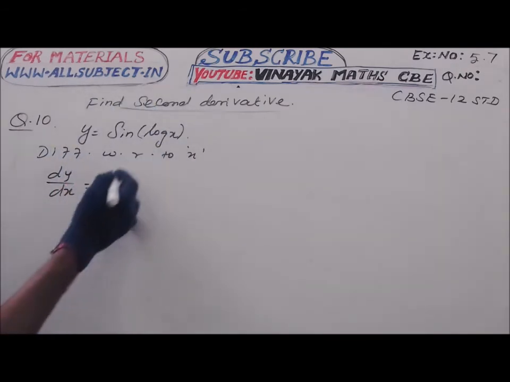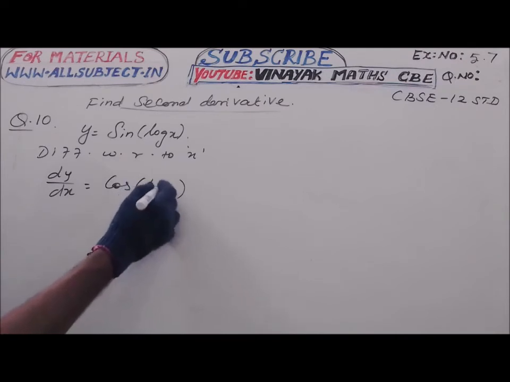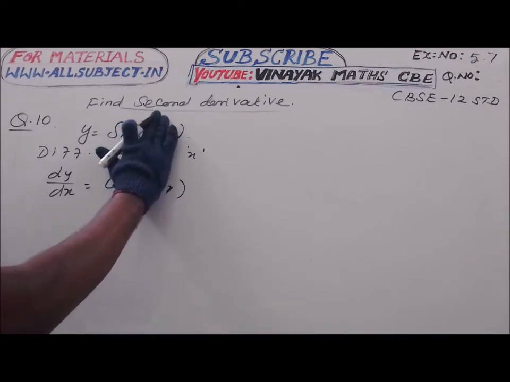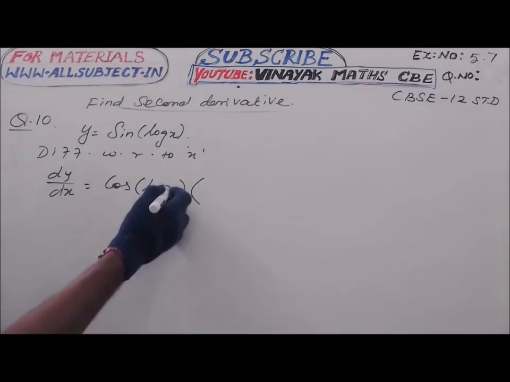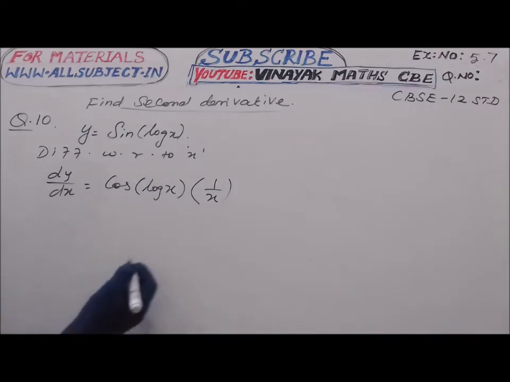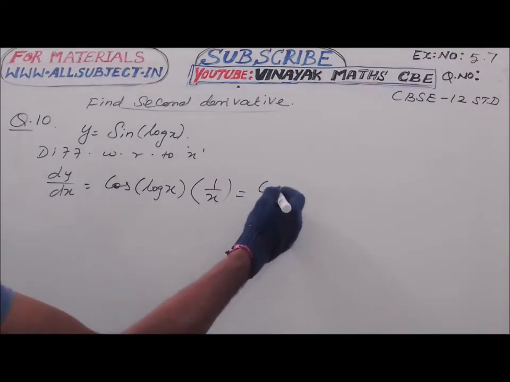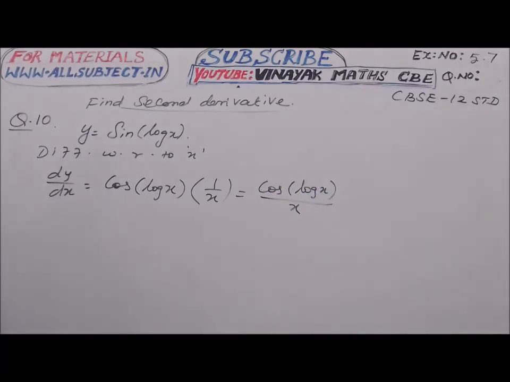So the derivative of sin x is cos x, instead of x we have log x. So this is sin x, its differentiation is cos x. And then differentiating the log x within the bracket, we will get 1 by x. So which is equal to cos of log x divided by x.